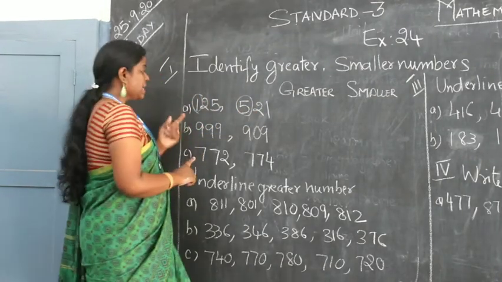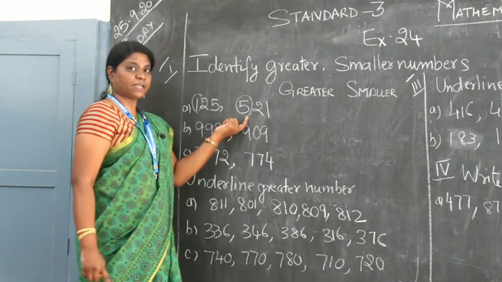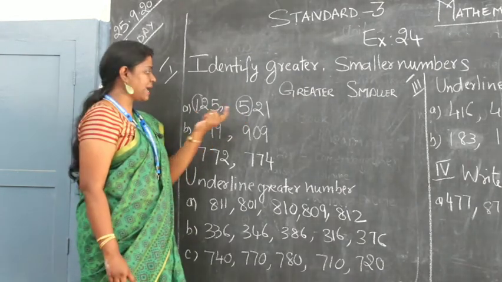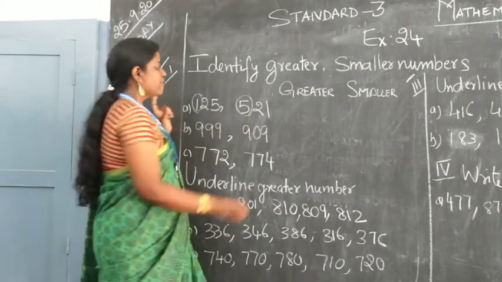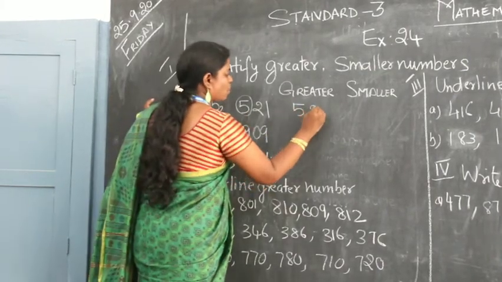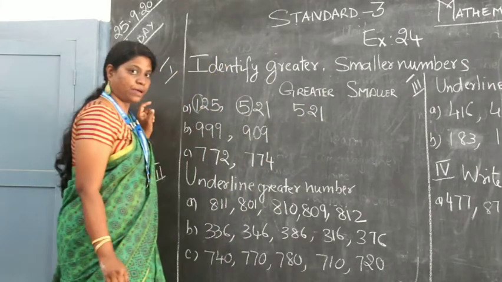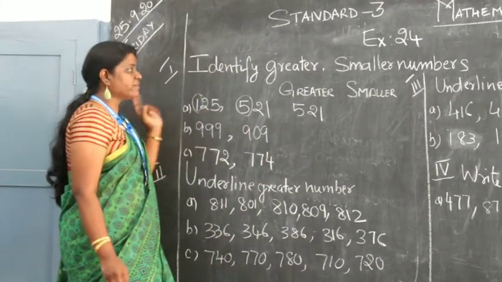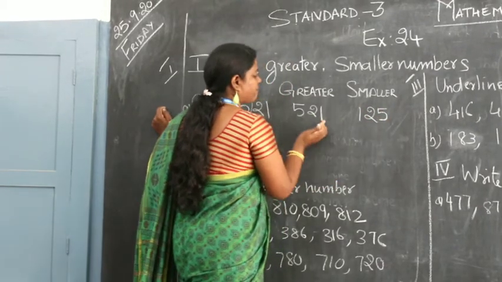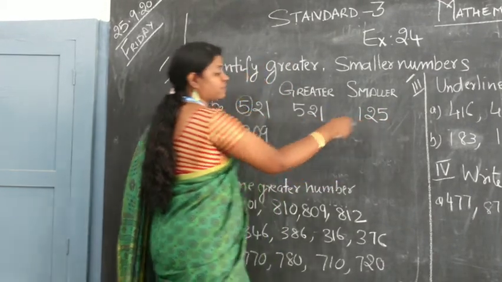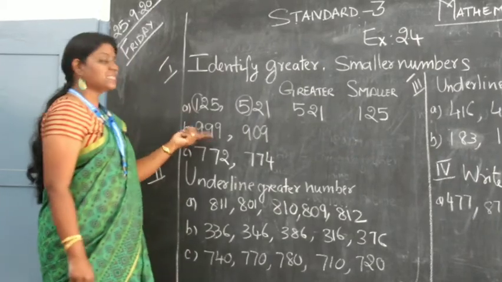Now you have to see whether 1 is big or 5 is big. You all know, right? On the number line, 5 is a bigger number. So the number starting with 5 is greater, and the number starting with 1 is smaller when compared. Now let's see the next example.